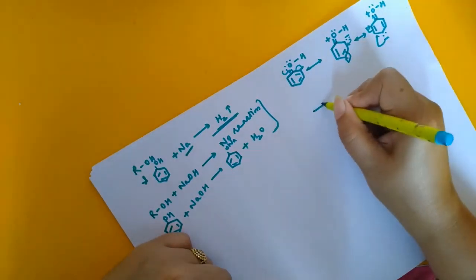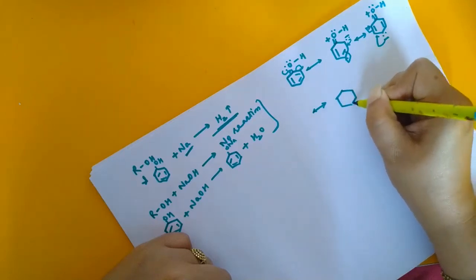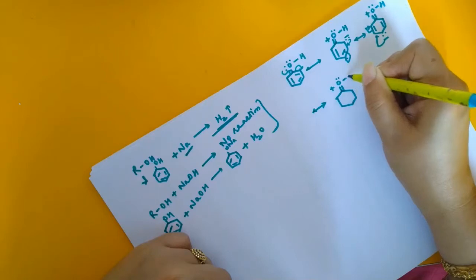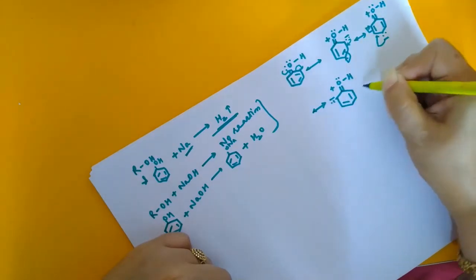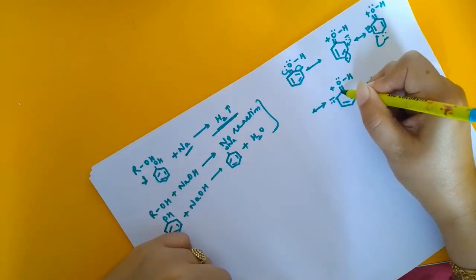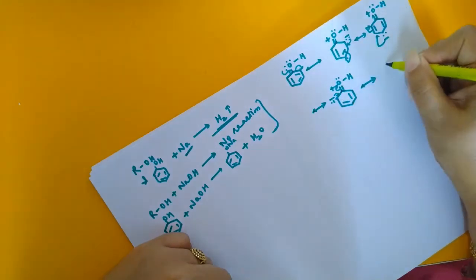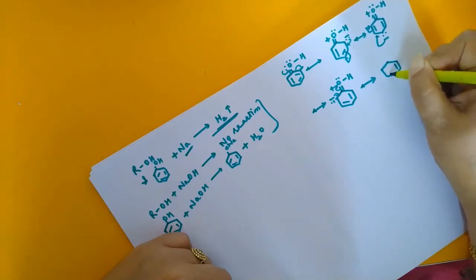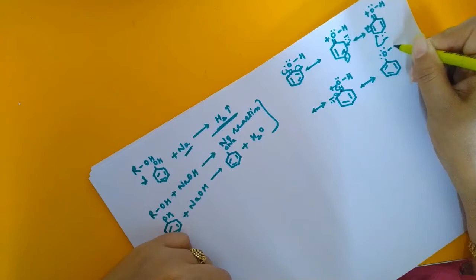So what is the next resonating structure? The next resonating structure will be something like this. Here is a double bond, one lone pair, positive charge, H. Here is the lone pair, here is the pi bond. Now this sp2 hybridized carbon will withdraw this pair of electrons towards itself, and in turn this will be shifted here. So what will be the next structure? The next structure will be something like this: O with two lone pairs again.